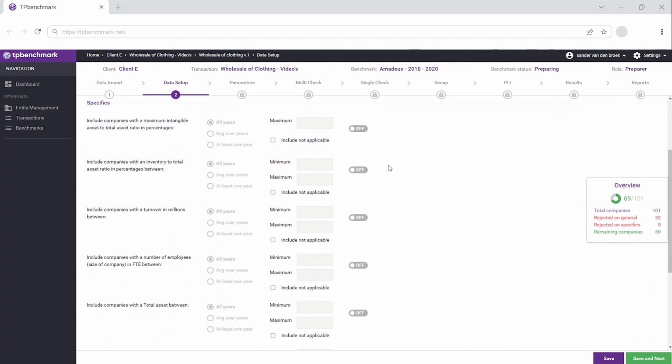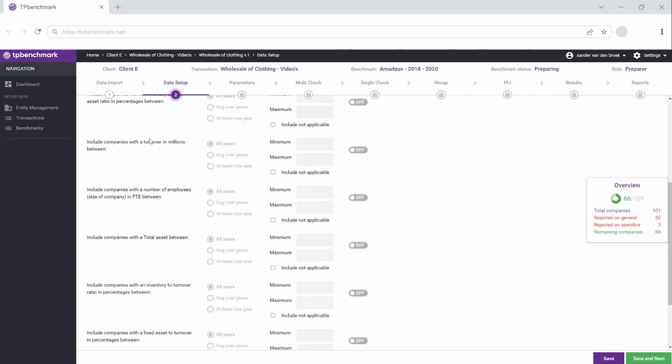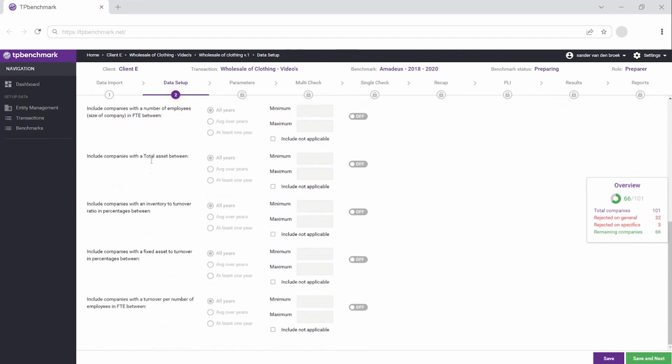The specific section is more about certain quantitative characteristics, or in other words, financial ratios or thresholds that might be relevant for TP. For example, we can apply a maximum intangible asset to total asset ratio of, for example, 10%. It needs to be applicable for all years, or the average of all the years, or at least for 1 year. We can do the same for inventory levels, turnover levels, numbers of FTE, etc.